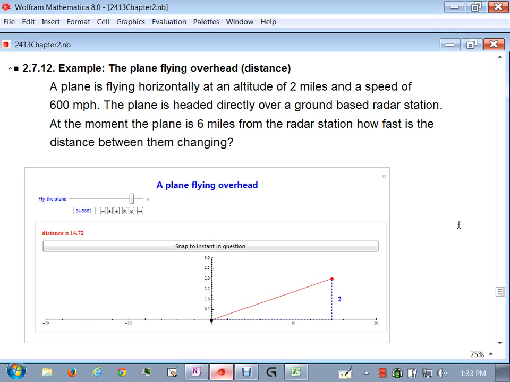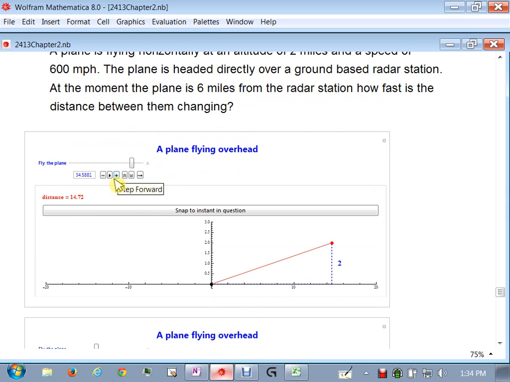All right, a plane is flying horizontally at an altitude of 2 miles and a speed of 600 miles per hour. The plane is headed directly over a ground-based radar station. At the moment the plane is 6 miles from the radar station, how fast is the distance between them changing?